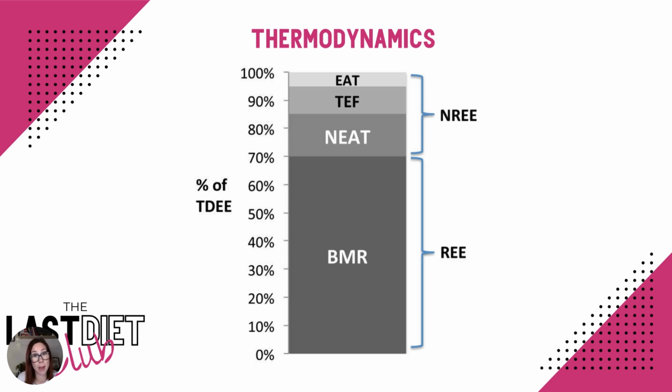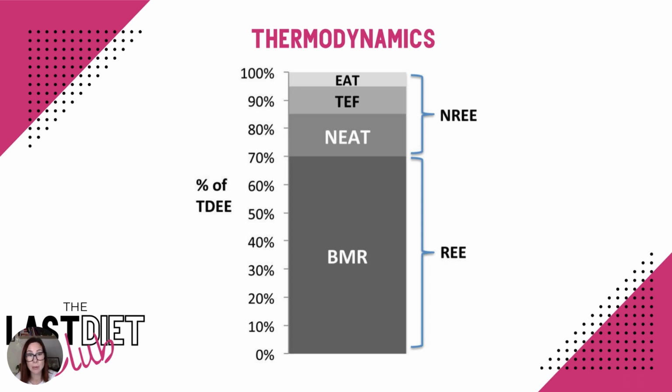Next, we've got the thermic effect of food. And this is roughly about 10-12%, okay? This is the calories it takes your body to digest your food. And the biggest impact you can have on this is by eating a high protein diet, because your body uses more calories to digest protein than it does fats and carbs. So that's where you can have the most impact on that one.